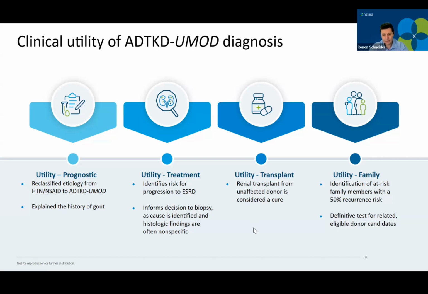In terms of transplant or utility for the family, we know that essentially a kidney transplant from an unaffected donor is curative. And when we do select the donor, we want to make sure that they don't carry the same variant if it's a family member. Next slide.